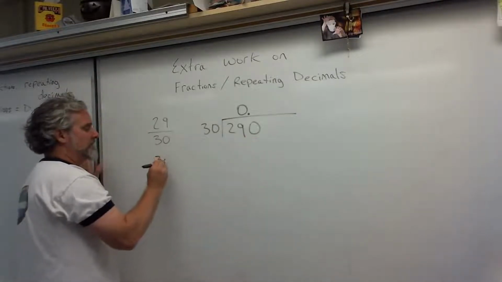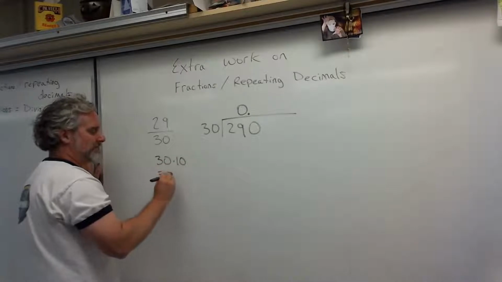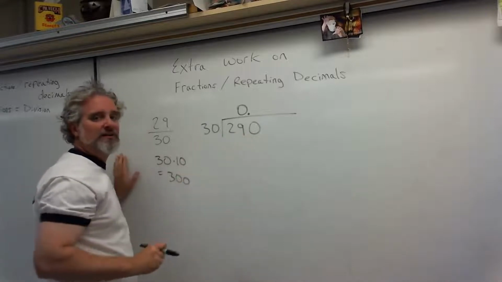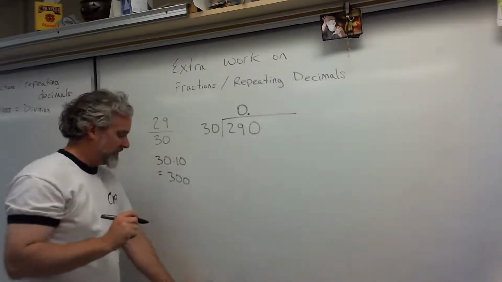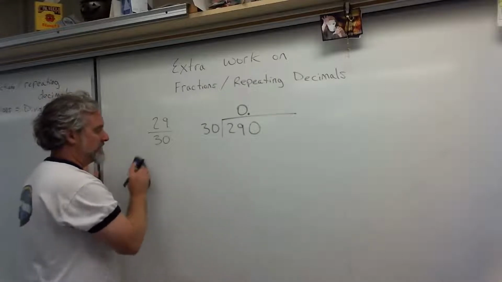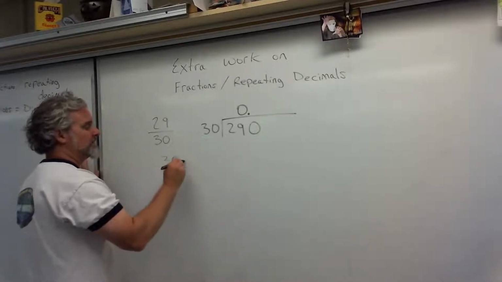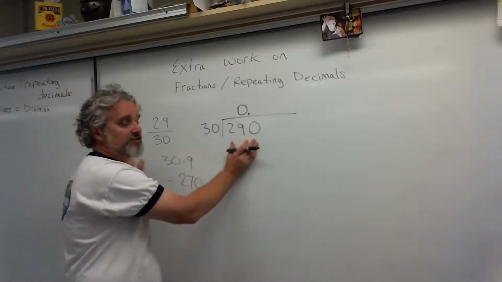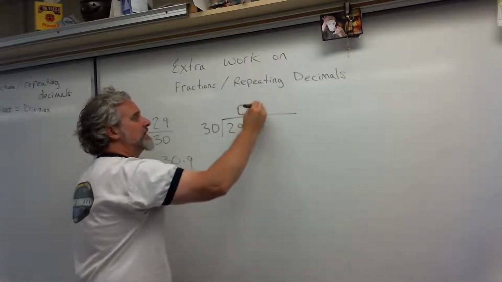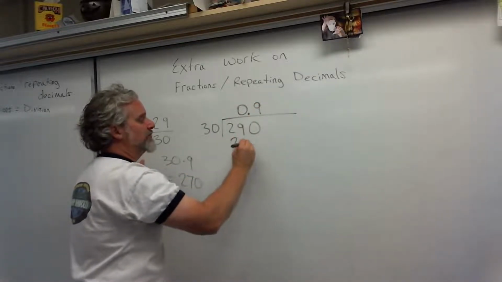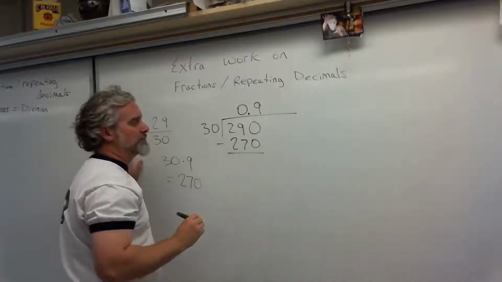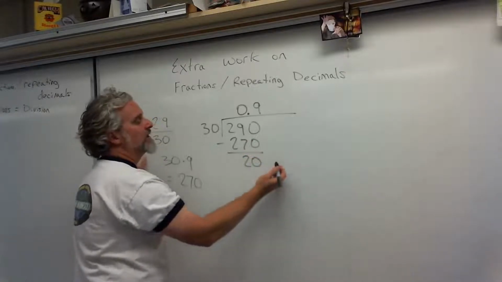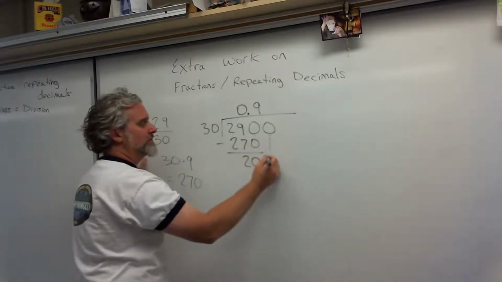Now we're going to see how many times 30 goes into 290. 30 times 10 equals 300. 300 is greater than 290, so I can't use that. So let's use the next number down, which would be 9. 30 times 9 equals 270, and that's less than 290, so we're going to use that. Now we subtract: 290 take away 270 gives us a difference of 20. Add a 0, bring it down.